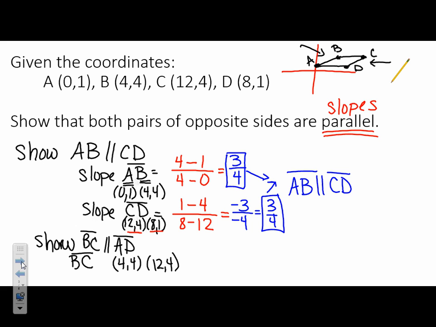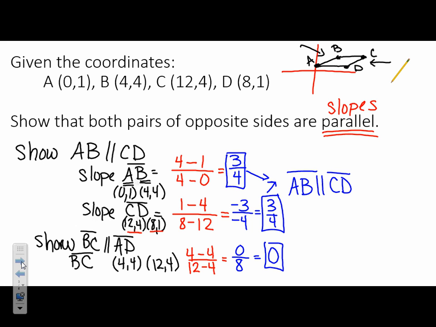So y from the second point minus y from, oh, sorry, my bad. Y from the second point minus y from the first point. X from the second point minus x from the first point. 4 minus 4 is 0 over 8. It looks like 0 divided by 8 is still 0. So the slope there is 0. Okay, the slope is 0.